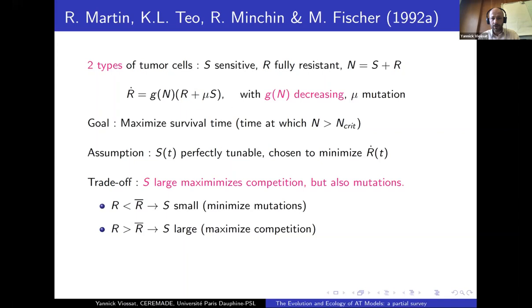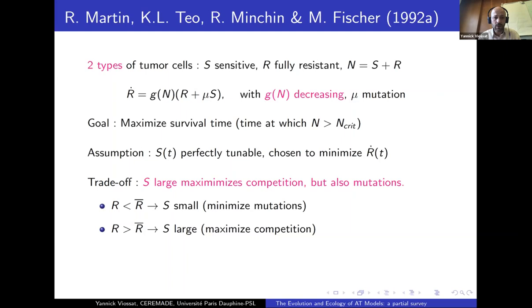And so the goal then becomes to choose this population of sensitive cells in order to minimize the development of resistant cells. And here there's a trade-off, because if you choose S large, this is going to maximize competition. So mathematically, this is going to decrease the term G of N, but it's also going to maximize mutation from sensitive to resistant cells. So it is going to maximize the term mu S. And then the idea is that if R is small enough, say smaller than some threshold R bar, then it means that the mutation term is important in R plus mu S. And so what is most important is to minimize mutation, and then so to choose a small sensitive population.